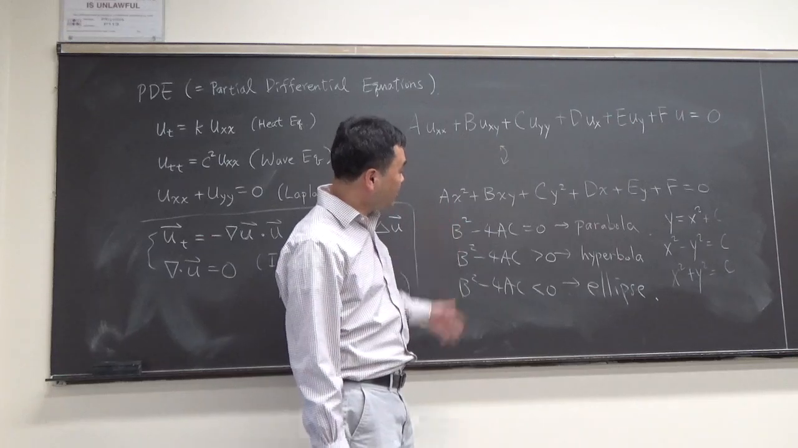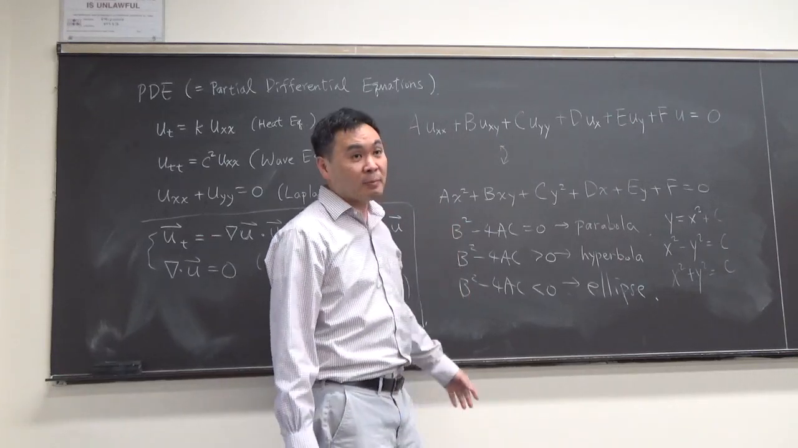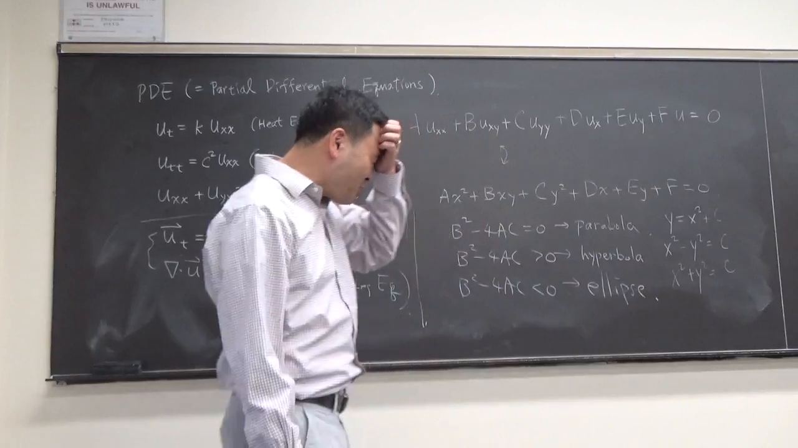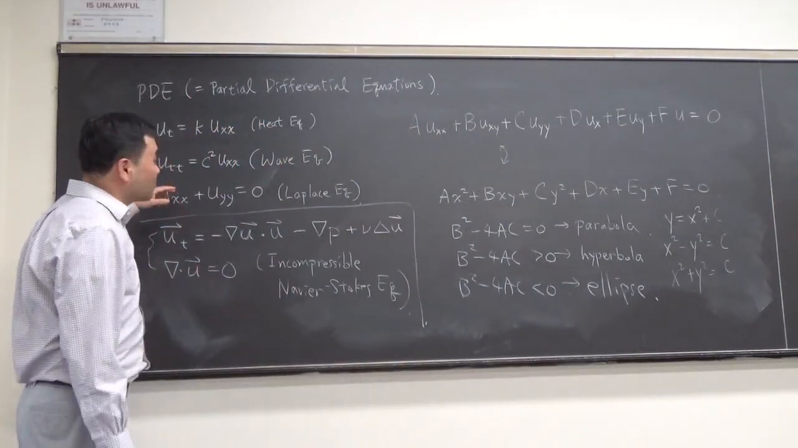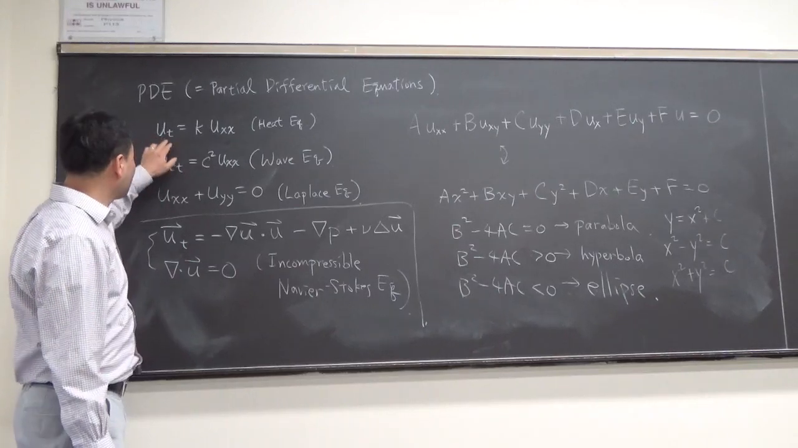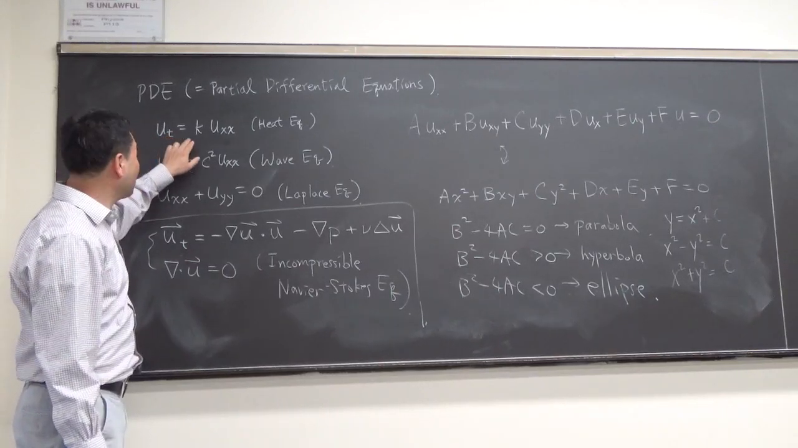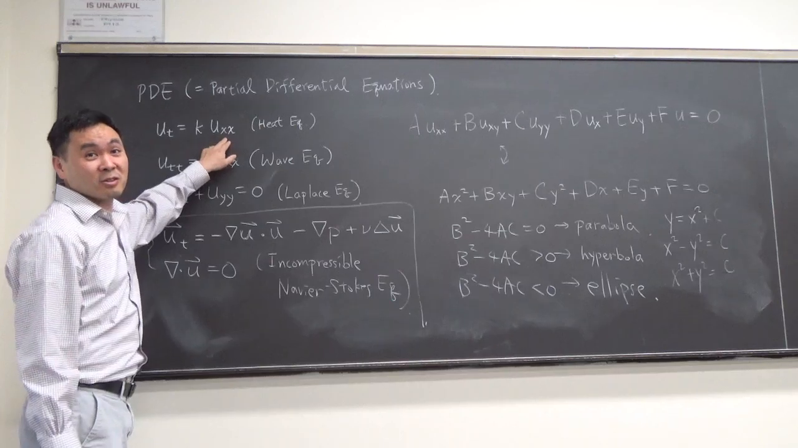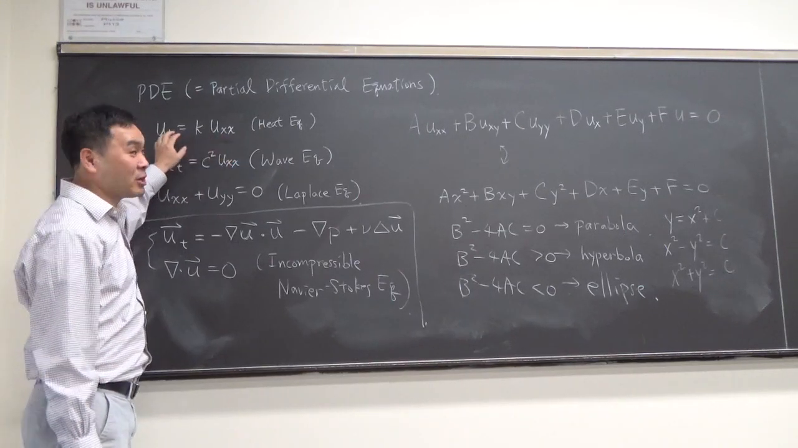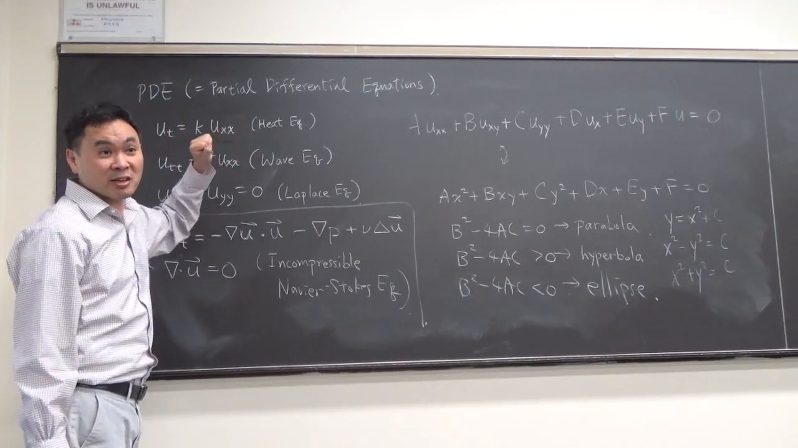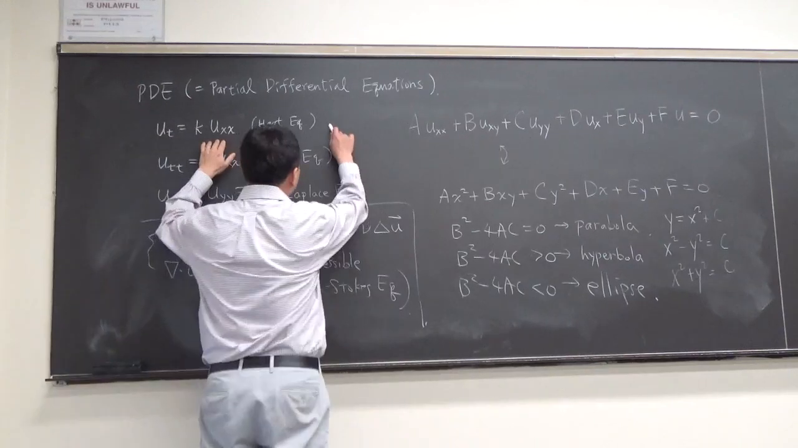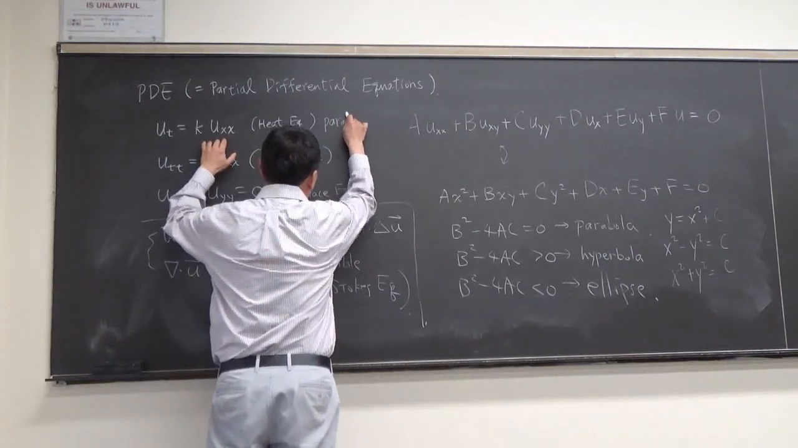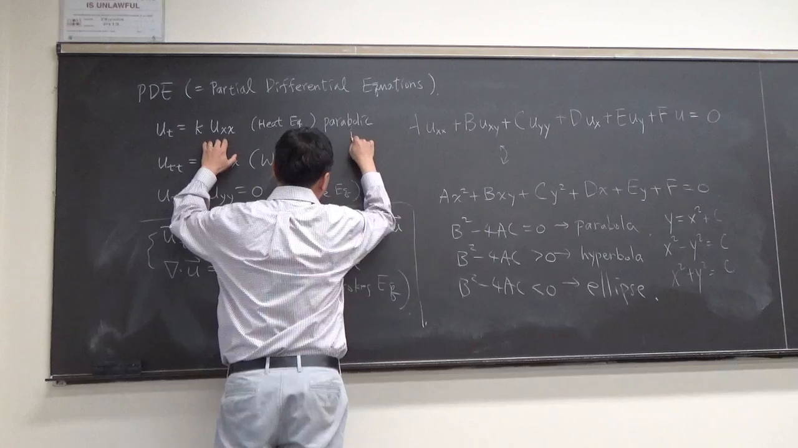So that's why such a name exists, and mathematicians figured out that a similar thing happens here too. So just read this as like y equals k x squared. So what's that like? If you have the equation y equals something times x squared, what's the picture? Parabola. So this one is called a parabolic PDE.